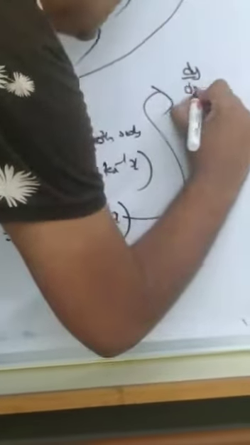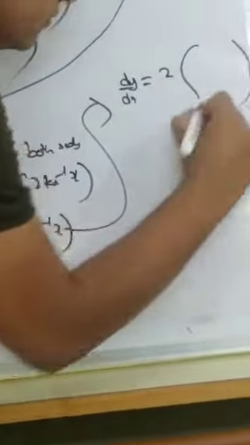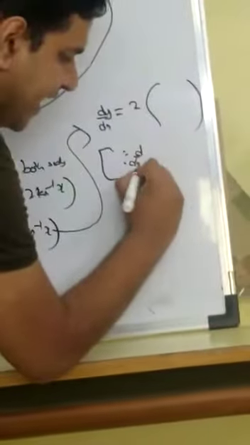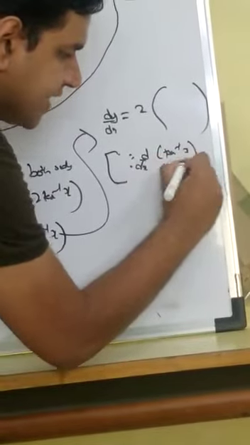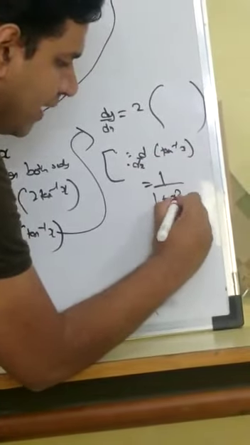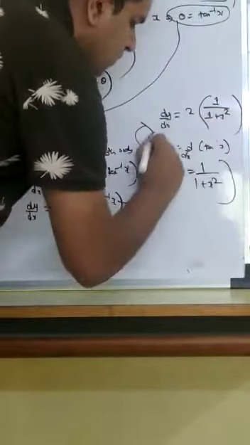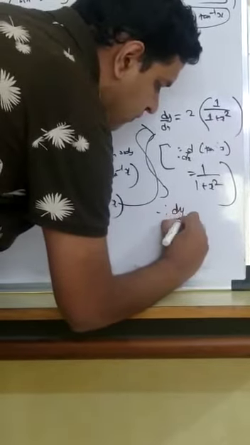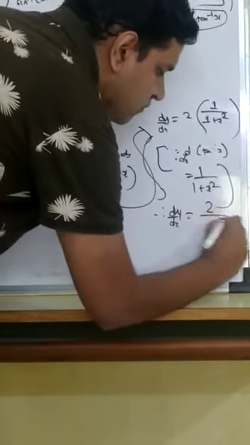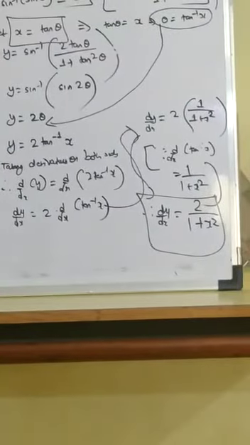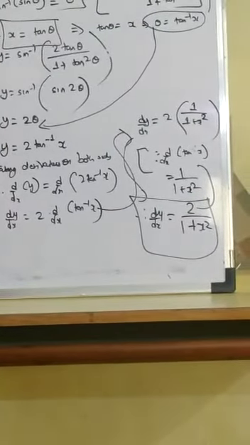Dy by dx is equal to 2 into, as I just saw in my formulas earlier, d/dx of tan inverse x is equal to 1 by 1 plus x square. So this becomes 1 upon 1 plus x square. So that's what the sum is.